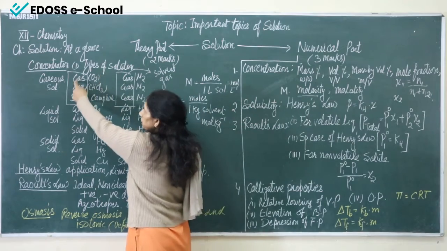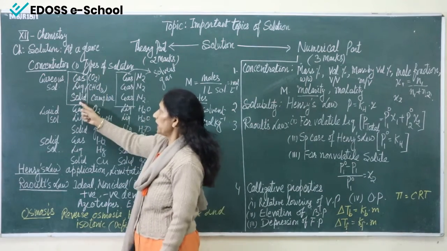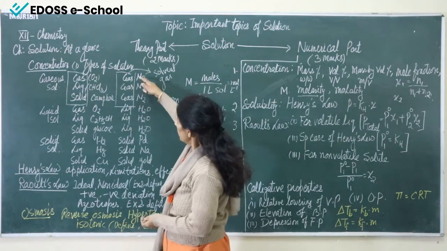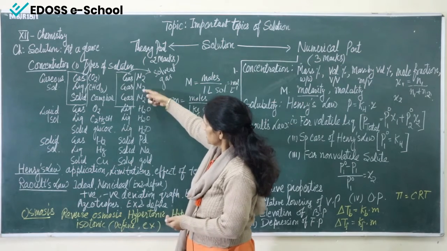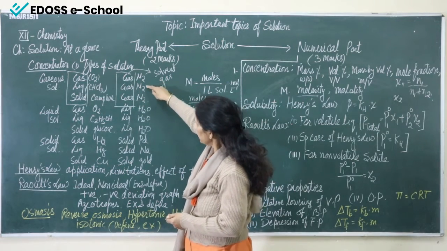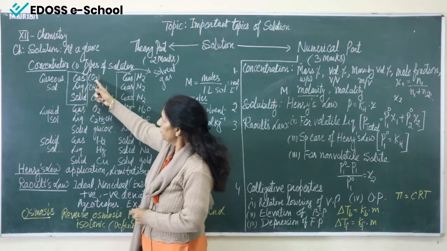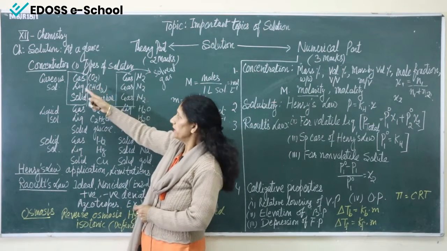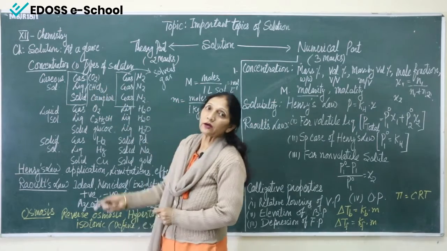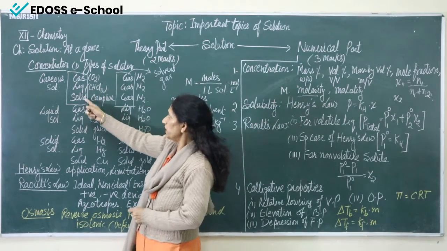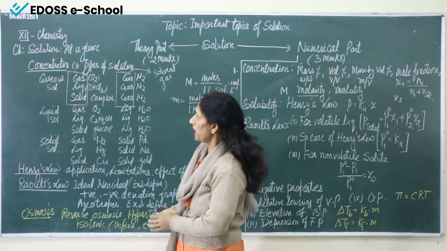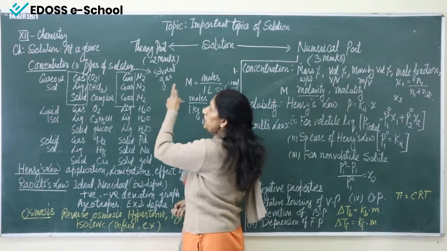And solute can be gas, can be liquid or can be solid. So here we can see nitrogen we are taking in all the three cases, but as solute, if you take oxygen, for liquid we can take chloroform and for solid we can take camphor. So three types of gaseous solution can be prepared.